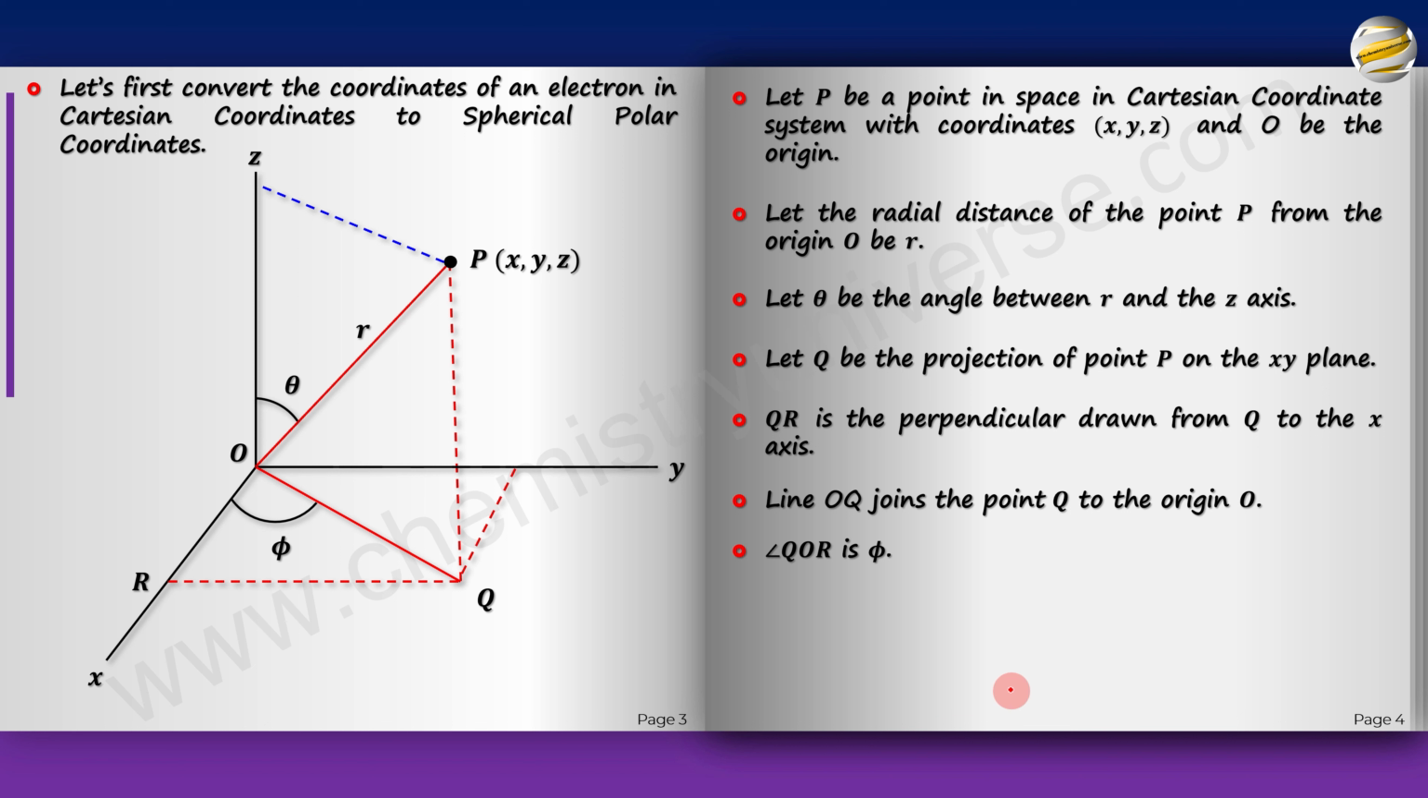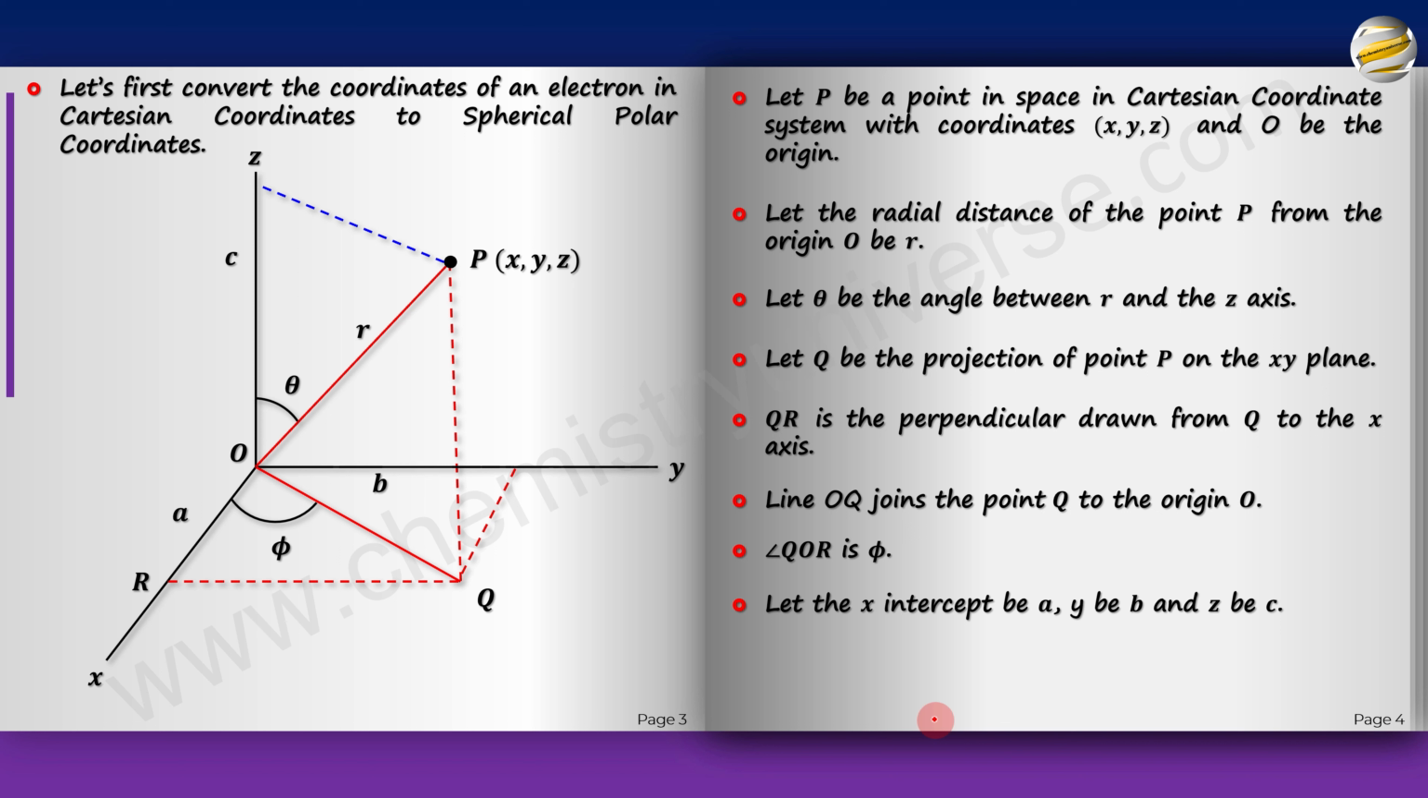Now you will notice, let the x-intercept, that means OR, be A. Let the intercept of the y-axis, O and whatever this point is, be B. And O and whatever is this point, let's call it C. So let the x-intercept be A, y be B, z be C. So this is A, this is B, and this is C. I have to get the values of A, B, C, and that will give me the conversion of Cartesian coordinates into spherical coordinates.